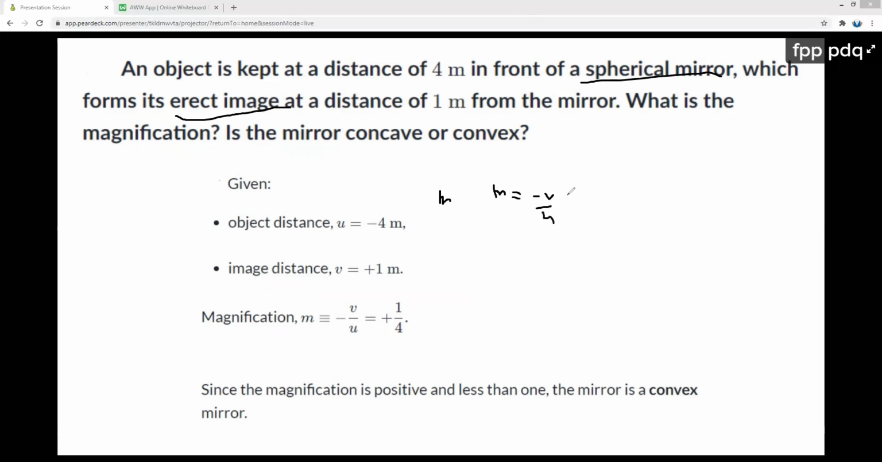Over here, v is given as, what is it given? Which forms an image. Image distance is 1 meter. Minus 1 by, object distance is given 4 meter, but we know that it's always negative. So minus 1 by minus 4 is equal to 1 by 4, which is equal to plus 0.25, or you can write it as 1 by 4 itself. Okay, so magnification is positive.